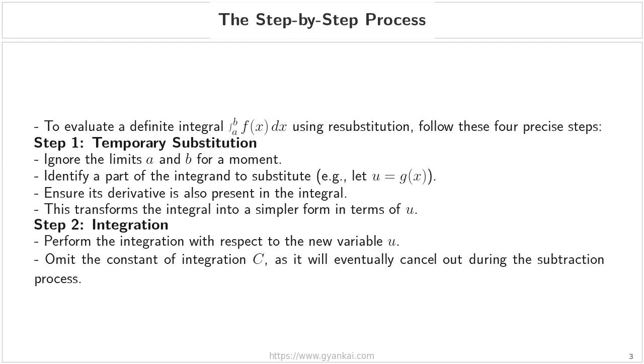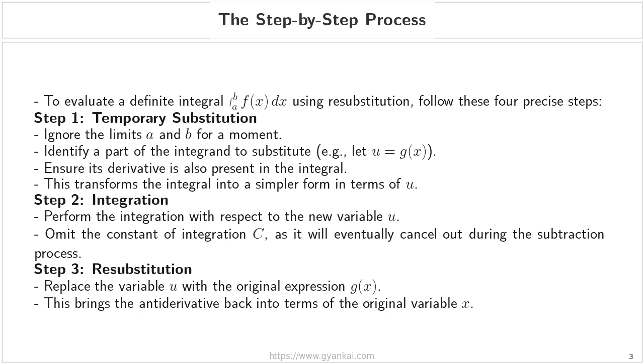Step 2, integration. Once we've made the substitution, we perform the integration, but now with respect to our new variable, u. So, we're finding the antiderivative of the simplified integrand in terms of u. Now, a crucial point here: we omit the constant of integration, c. You might be used to adding c when finding indefinite integrals, but we don't need it here. Why? Because when we evaluate the definite integral later, the c terms will always cancel out when we subtract. So, it saves us a step to leave it out.